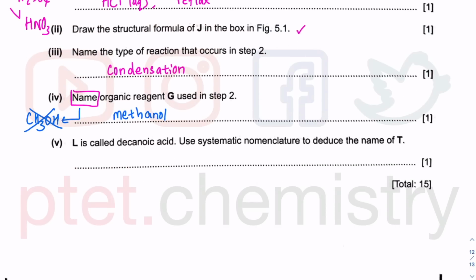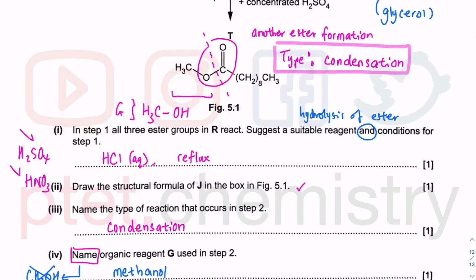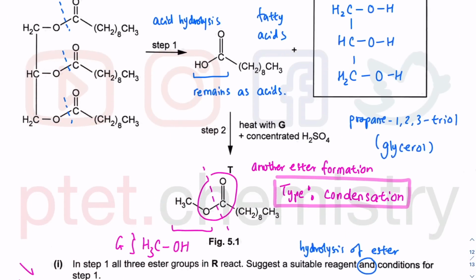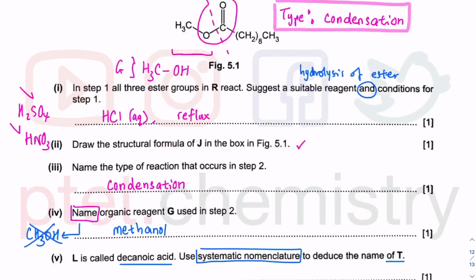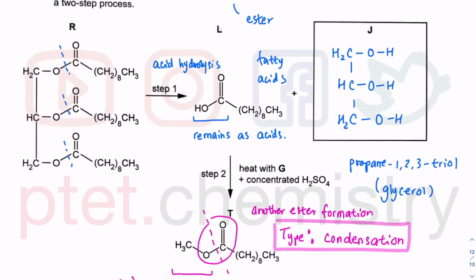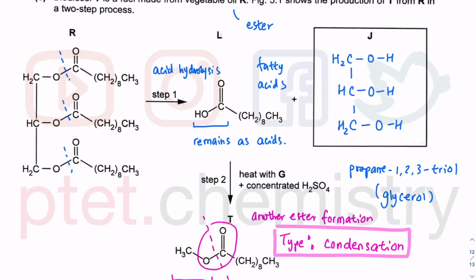Last but not least, L is called decanoic acid. Use systematic nomenclature to deduce the name of T. So L there, what's L? L is called decanoic acid. So L is this carboxylic acid. When you form ester, how do you name ester? You will get the name of the acid forming the salt. So this is from the acid, from the carboxylic acid, decanoic acid.